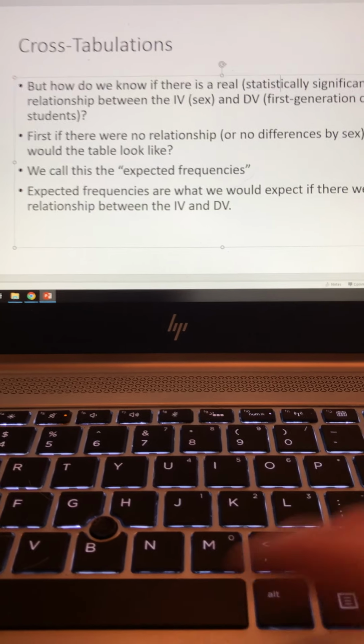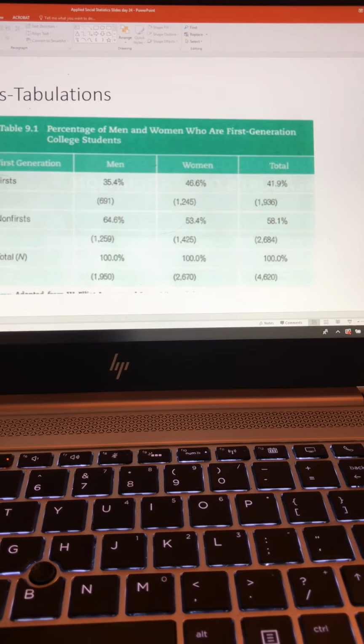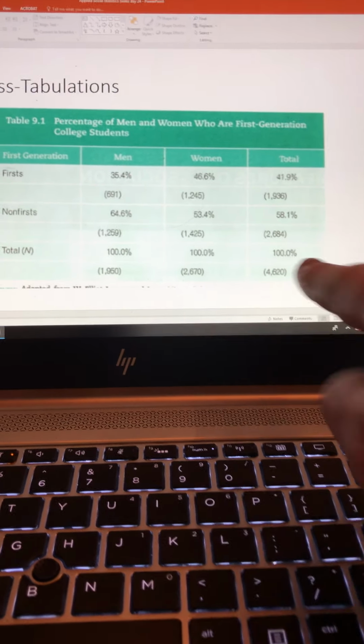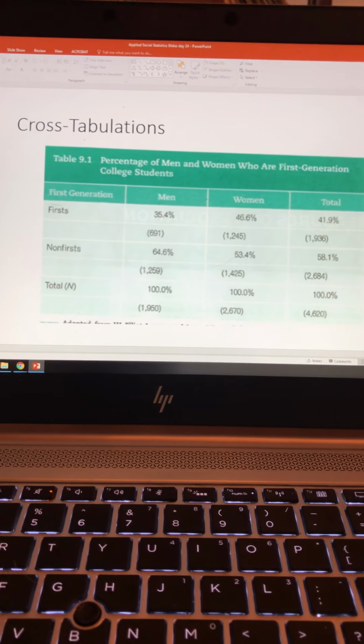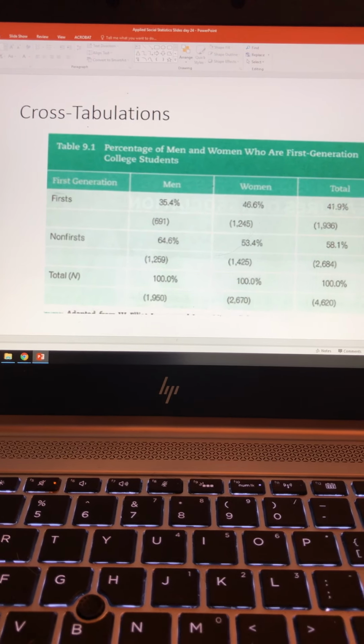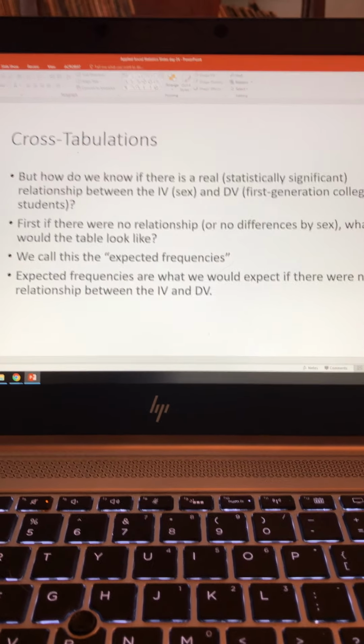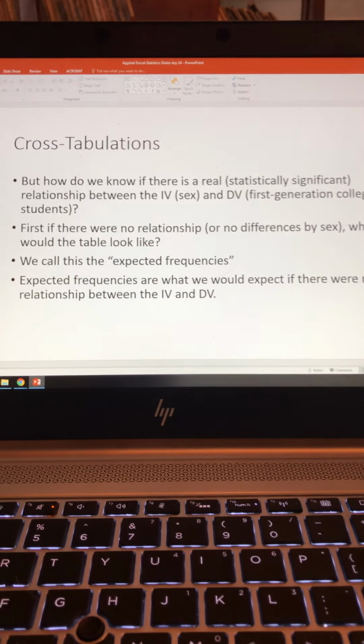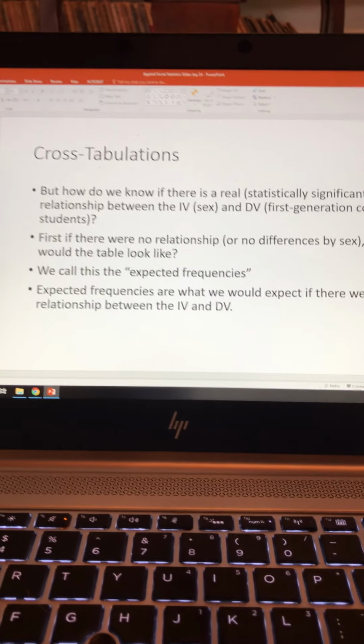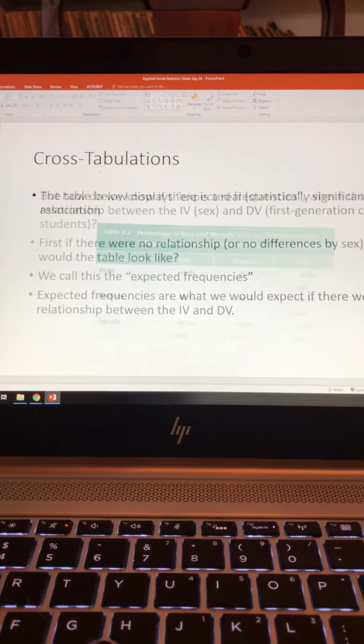So we have this is what we observe. Right? This is what we found in the real world with our sample. We took a sample, did the cross tab, and then we're going to create what's called an expected frequency. And the expected frequency, like I said, is what we would expect if there was absolutely no relationship.